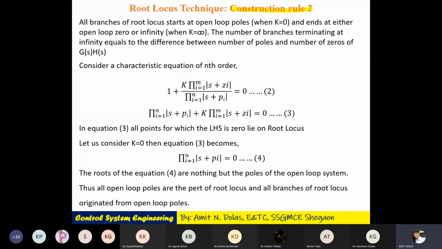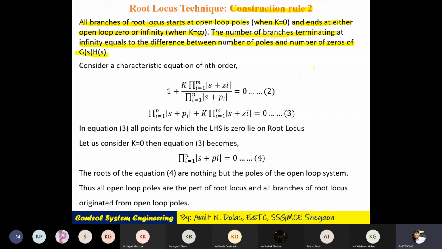Construction rule 2. All the branches of the root locus start at open loop poles when k is equal to 0 and end at either open loop zeros or infinity. जितने भी branches है, it starts at an open loop pole and ends at an open loop zero. ग्राफ है वहां पे आपको समझ में आ जाएगा. The number of branches terminating at infinity is equal to the difference between the number of poles and the number of zeros.